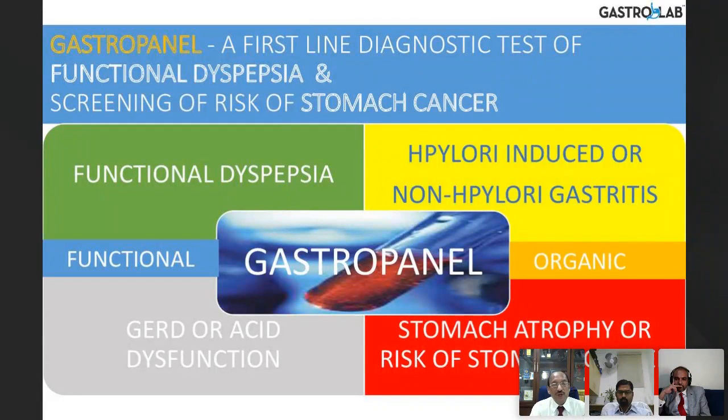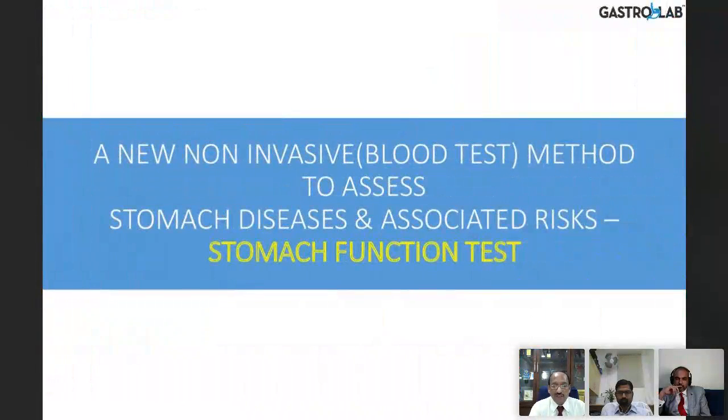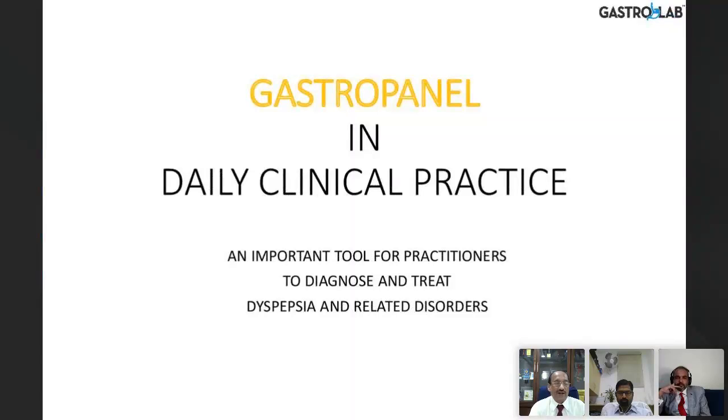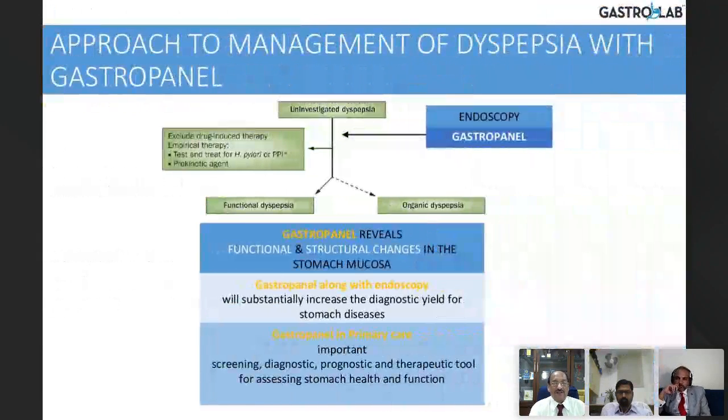So it can be useful in functional dyspepsia, even in GERD or acid dysfunction, H. pylori induced or non-H. pylori induced gastritis, and also atrophy of the stomach, the atrophic gastritis. All can be diagnosed by gastropanel. So we will see what these functional tests are, and how you apply them in clinical practice.